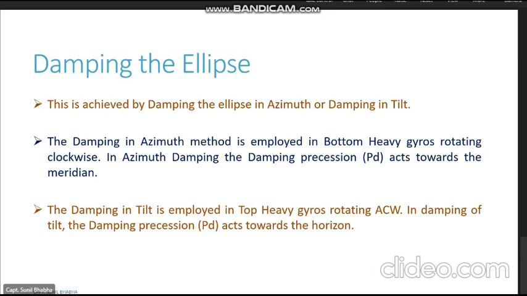Most of the gyro compasses made by the makers are anti-clockwise gyros. Viewed from the south end, they are anti-clockwise gyros. So the damping method which is used in those gyros is damping in tilt. So we are going to understand this damping of the gravity controlled gyroscope by using the damping in tilt method.